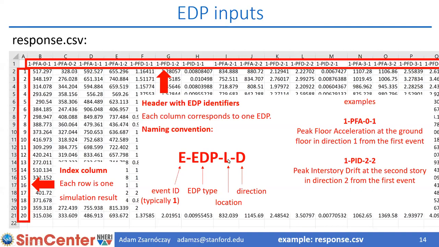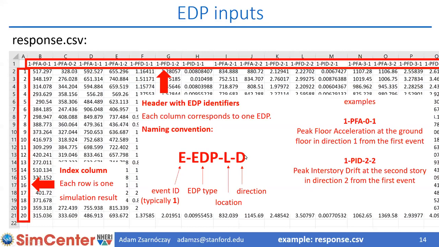The location is where you measure this EDP. In a building, this is typically the floor number. So you are going from 1 to the number of floors when it comes to story drifts, or you are going from 0 to the number of floors when you are talking about accelerations or velocities, for example.